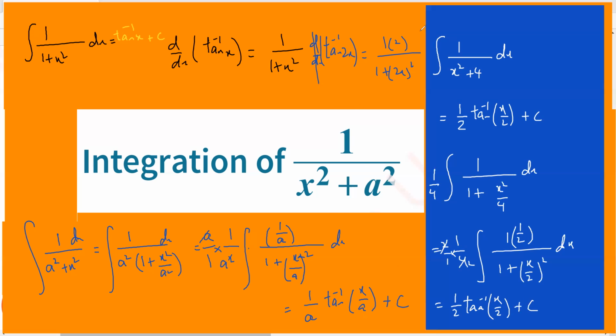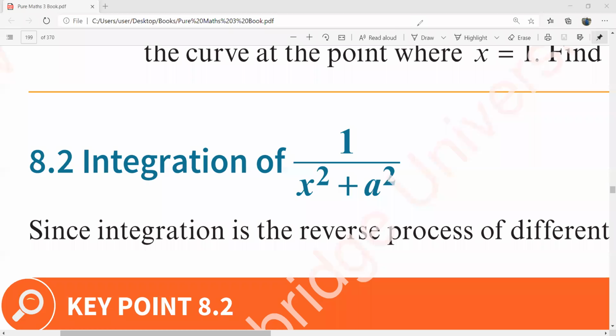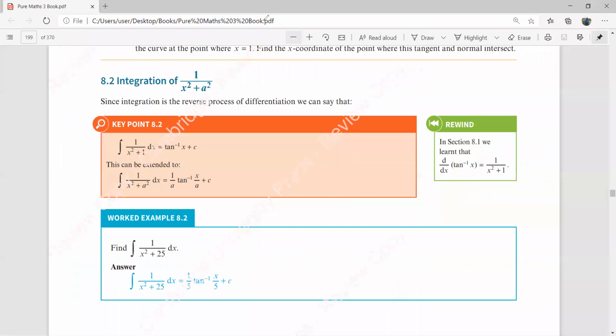Let me take you to the exercise where we have these questions. Look at this. It is shown that if it is simply 1 over x square plus 1, its integral is tan inverse of x plus c. If it is 1 over x square plus a square, its integral is going to be 1 over a tan inverse of x over a. So just remember the whole process behind this, how this integral is going to be like this.